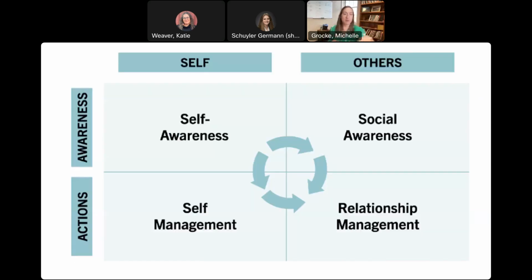All right, so moving back to our quadrant here, now we're going to go down to the self-management, so the self-action.